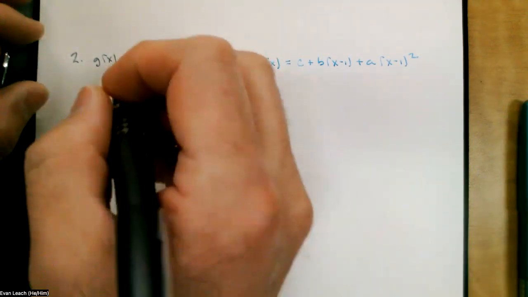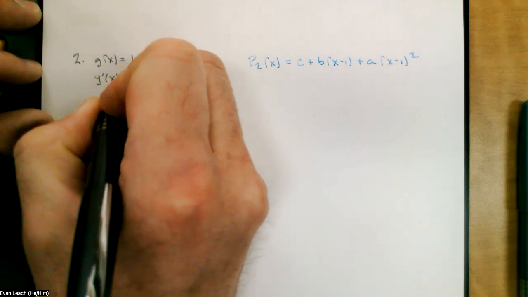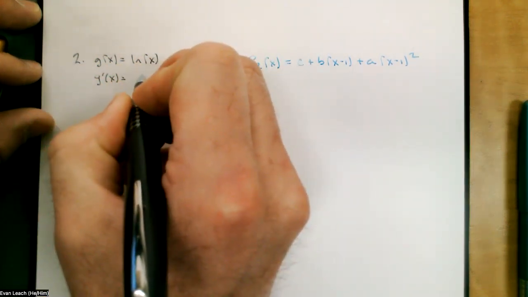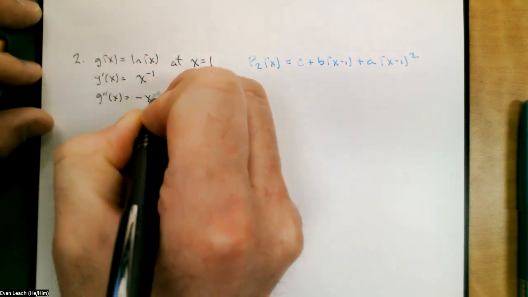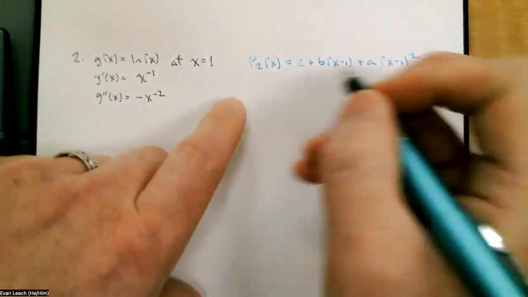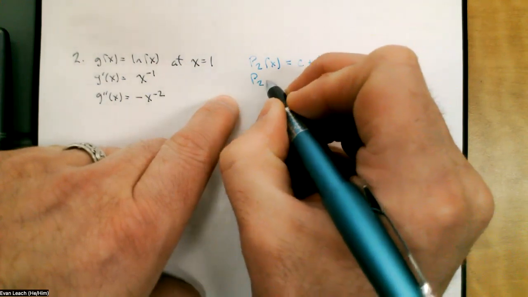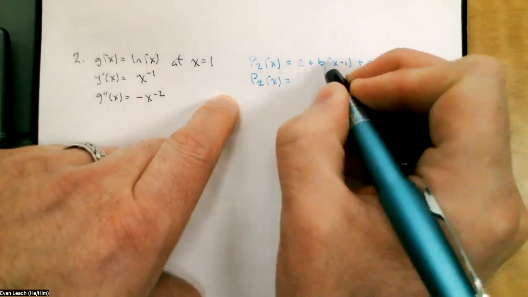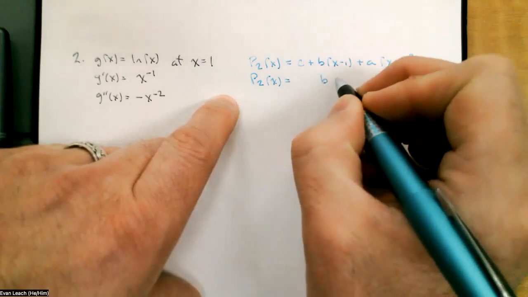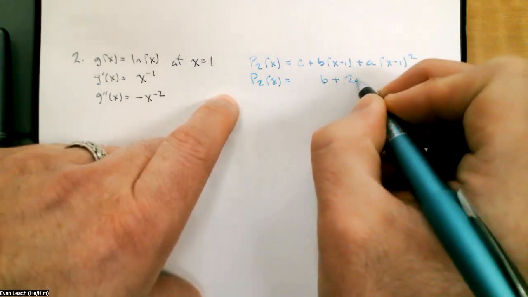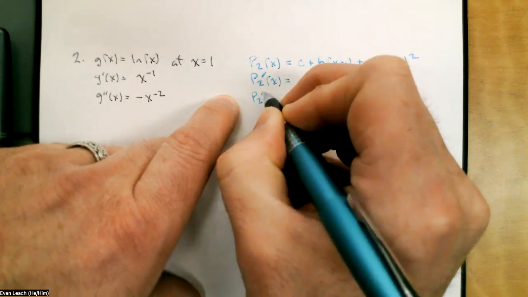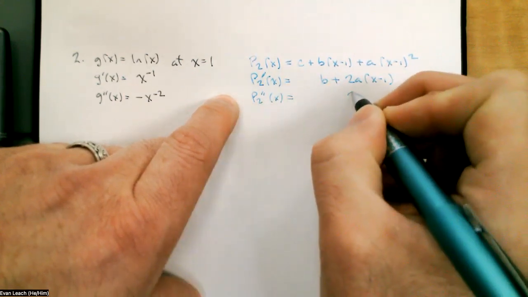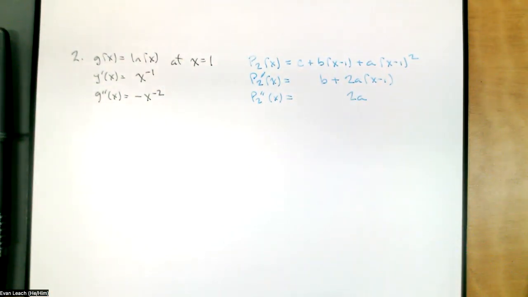We're matching derivatives, so I'm going to need some derivatives. G prime of x: the derivative of natural log of x is 1 over x, or x to the negative 1. And g double prime of x is negative x to the negative 2. I'm going to need some derivatives on the polynomial side too, and it is unsurprising what happens here. The derivative of c is 0. The derivative of b times x minus 1 is just b. The derivative of a times x minus 1 squared is 2a times x minus 1. That's p2 prime. P2 double prime will just be 2a. No surprises here. These are the same constants that we had in the derivatives in the previous example.